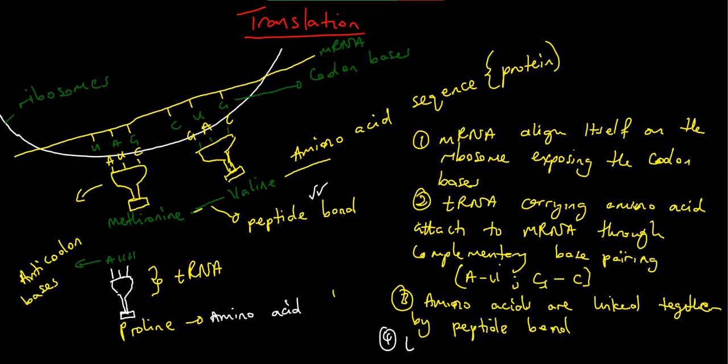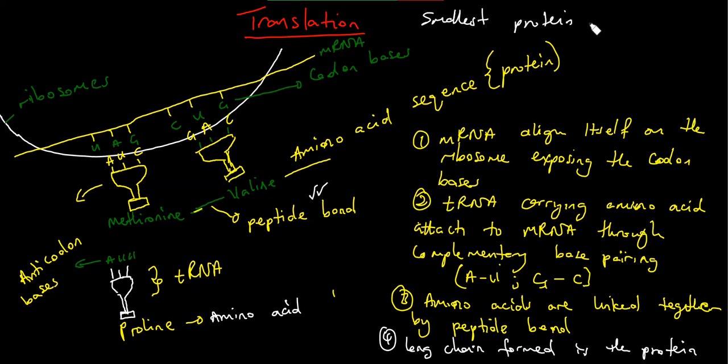Now we are seeing the long chain formed is the protein that we're talking about. Here we are just taking a small part of it. We can see that we have got two bases here, but it actually can be long, because the smallest protein has got 50 amino acids linked together. So you've got 50 amino acids linked together.